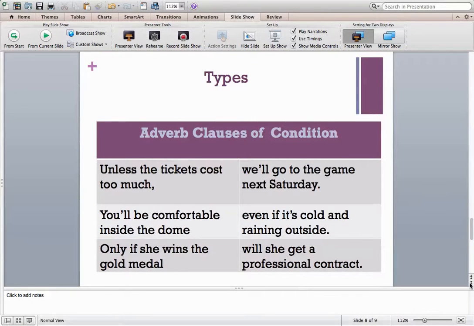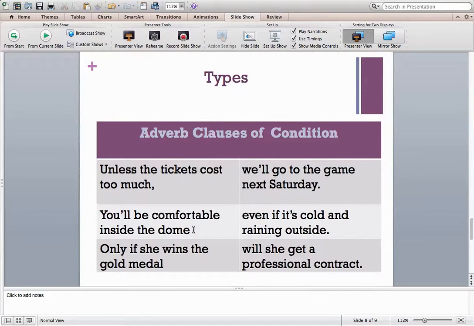Here are adverb clauses of condition. Unless the tickets cost too much, we'll go to the game next Saturday. And remember, this means the same thing as, if the tickets don't cost too much, we'll go to the game next Saturday.